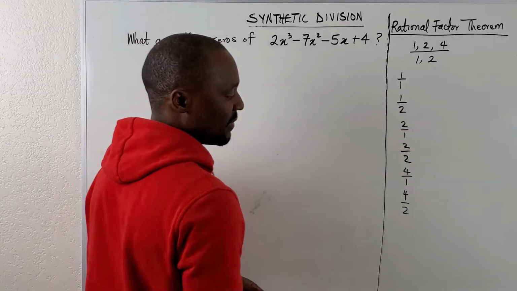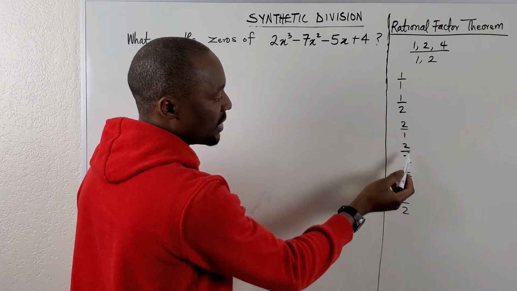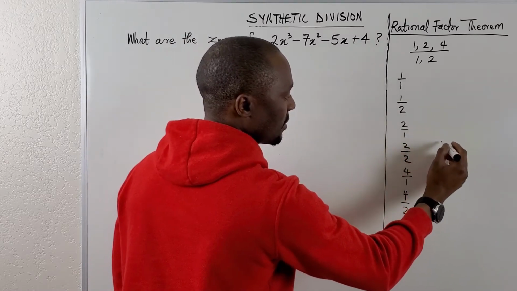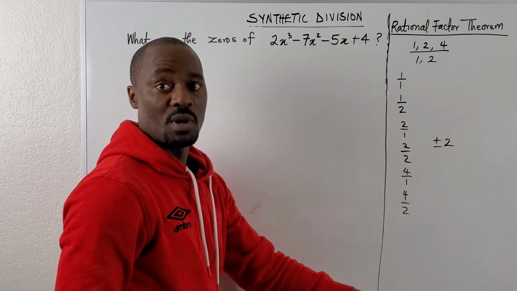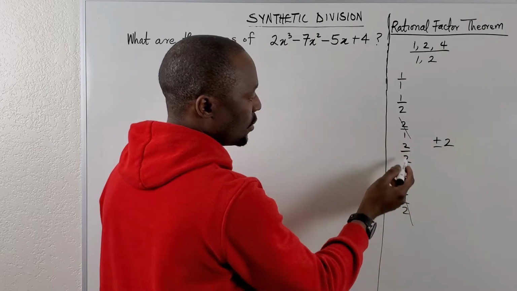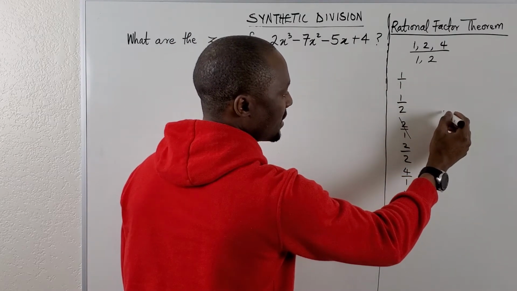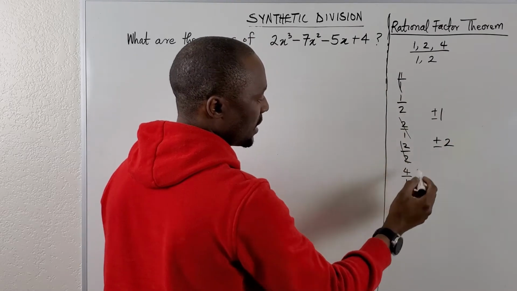So some of these are duplicated. As you can see, 4 over 2 is the same thing as 2 over 1. So we just have one option. 2 over 1 is 2. So we just have 2 as an option, positive or negative. Either of those will work. So we're done with these two. 2 over 2 is the same thing as 1 over 1. So we just have 1 as the answer there, plus or minus. So these two also are good.